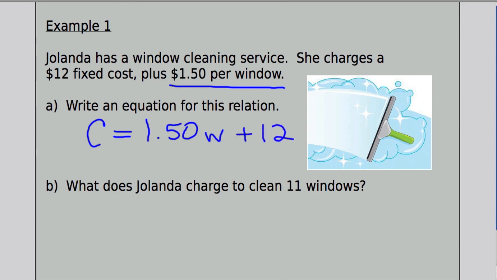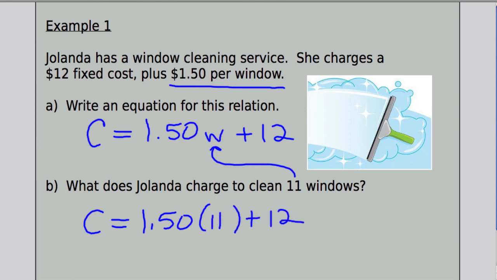Okay, it looks a lot like the pizza equation. They all look the same. The rate per window. That means if I'm going to clean 11 windows, I would sub it in for W, $1.50 times 11 plus 12. You could probably have figured this question out in your head just by using common sense, right? That the cost to clean 11 windows, I would have to multiply $1.50 times 11 and then add the flat fee of $12. It doesn't matter if I'm cleaning 1 window or 11 windows. It's $12 no matter what.